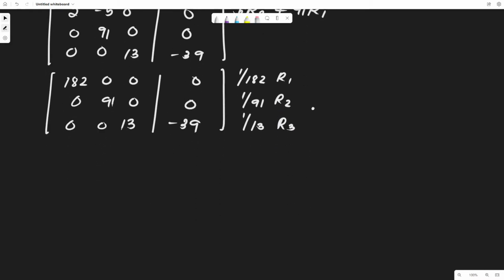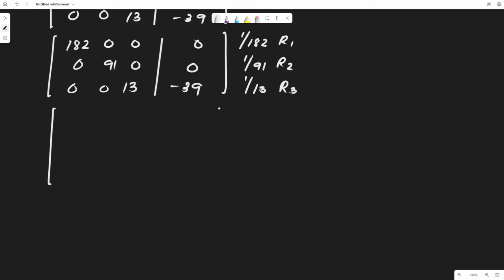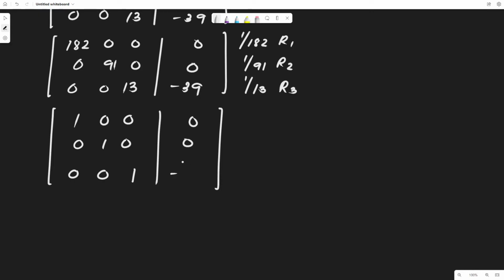So, we have, obviously 0 divided by any number is still 0. So 1 0 0, 0 1 0, then we have here 0 0 1. Negative 39 divided by 13 is negative 3. Okay, so therefore x sub 1 is equal to 0, x sub 2 is equal to 0, x sub 3 is equal to negative 3. Ayan. So, negative 3.